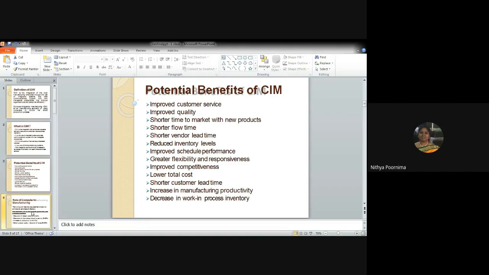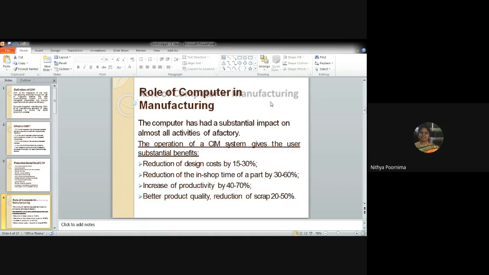Next one, role of computer in manufacturing. You are all very advanced. Now you should tell what is the role of computer in manufacturing.